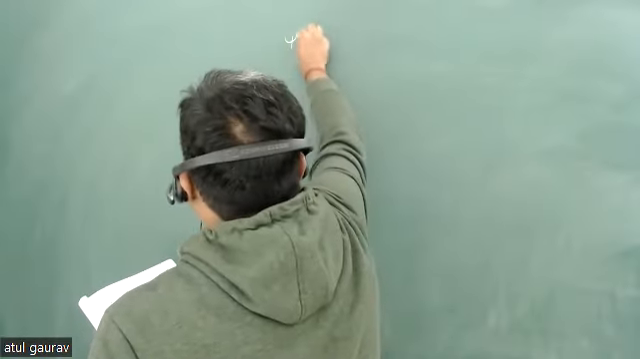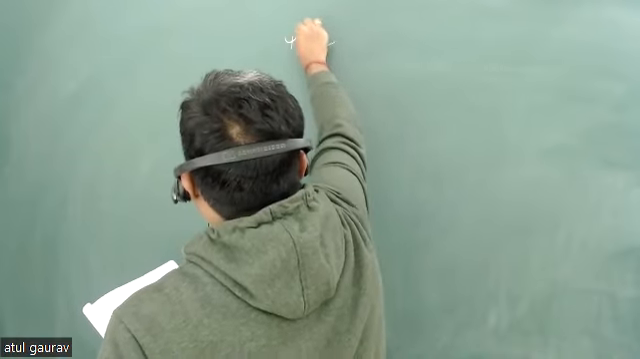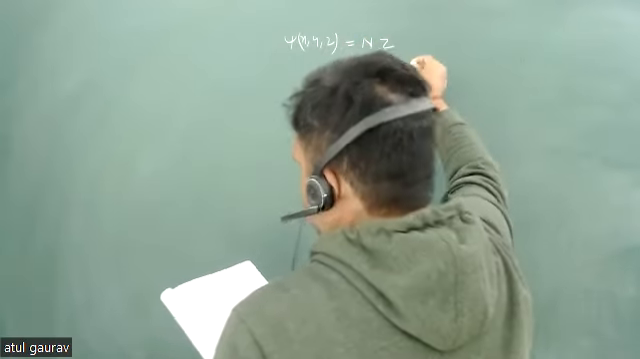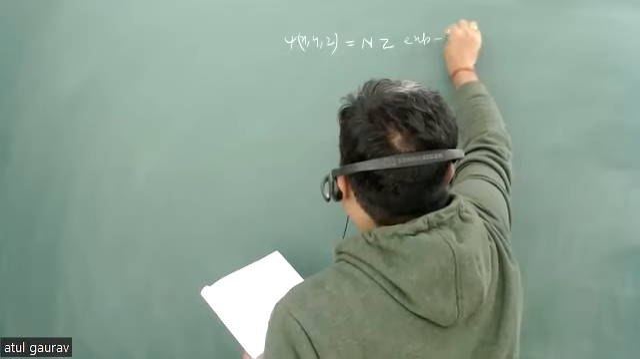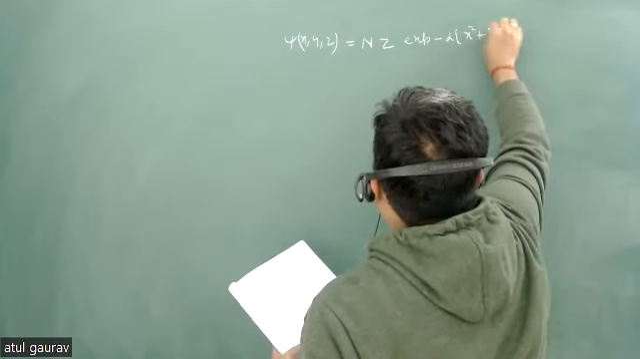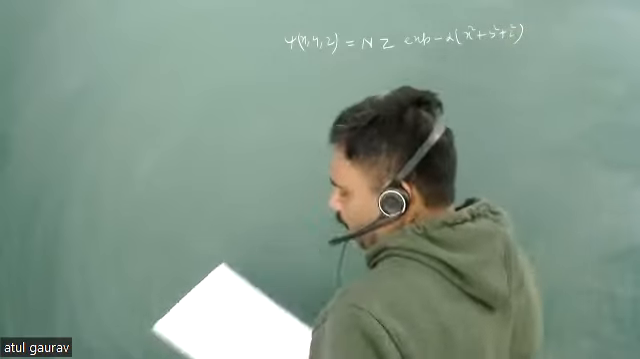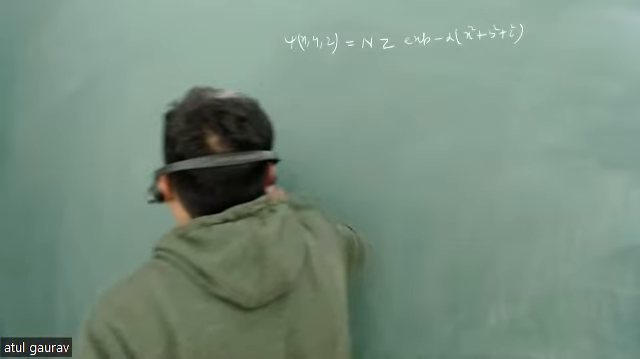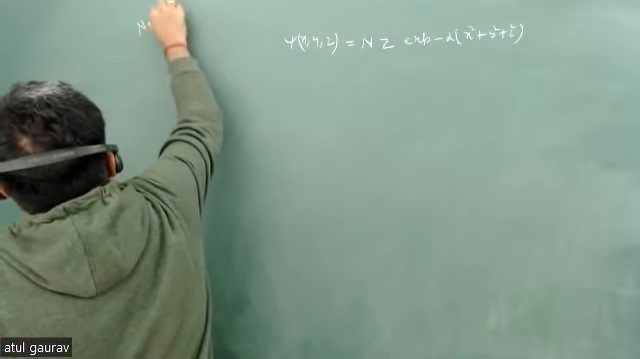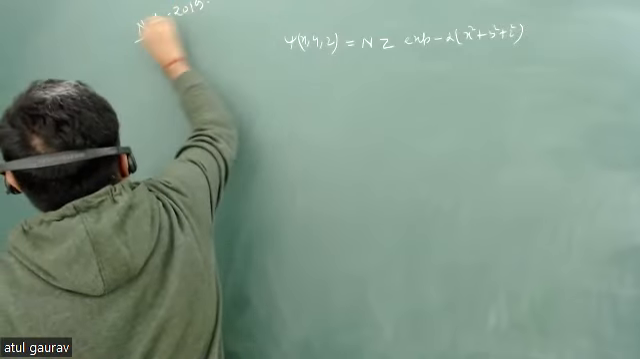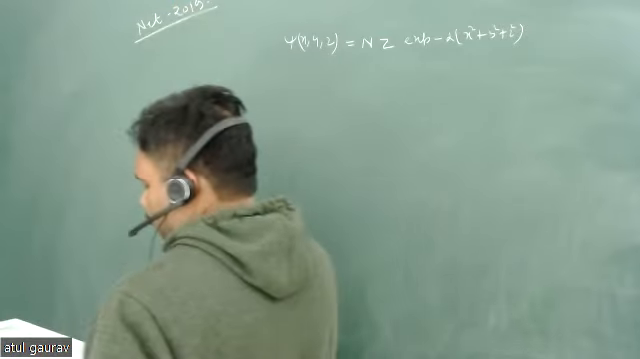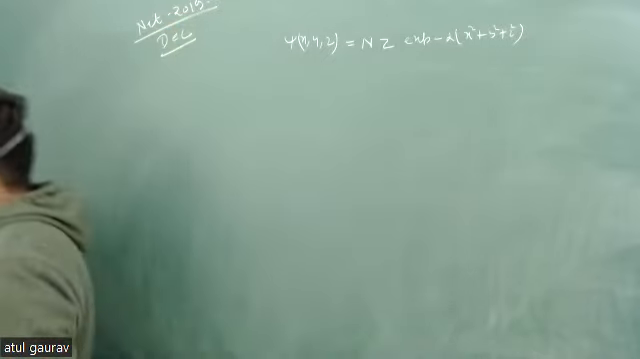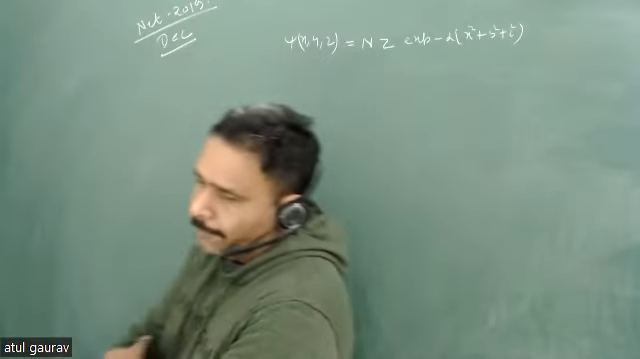So we have psi(x, y, z) and that value is some N z exponential minus alpha (x square plus y square plus z square). Okay, this is very simple. Asked in NET 2019, NET 2019. Okay, and obviously in December exam. So the question was very simple. Again the same logic is there.